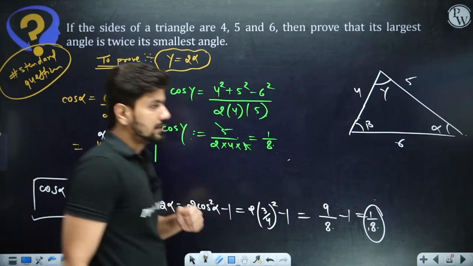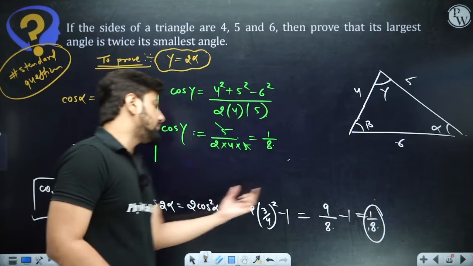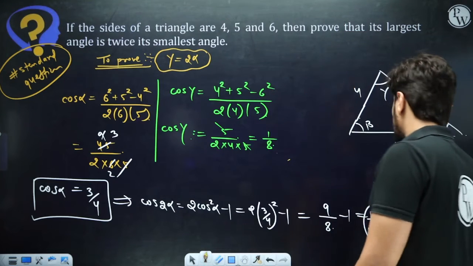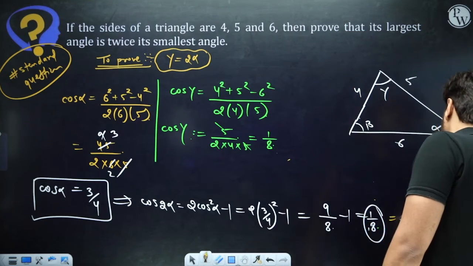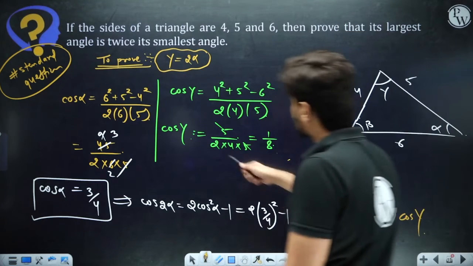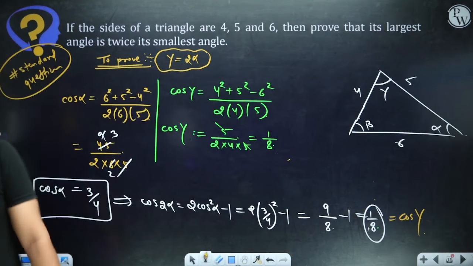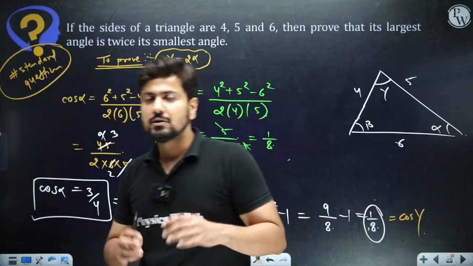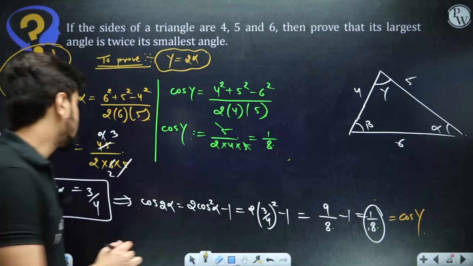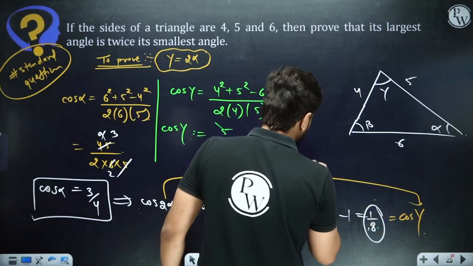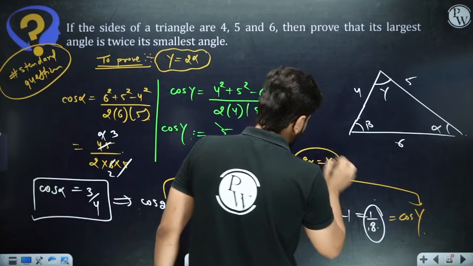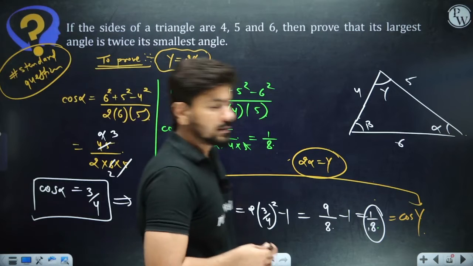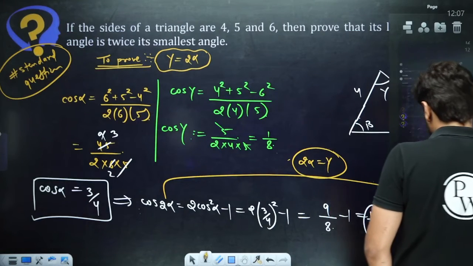So yes everybody, we got the value for cos 2 alpha as 1 by 8. And the value of cos gamma is also 1 by 8. So from here we can say that cos 2 alpha and cos gamma are equal to each other. So 2 alpha and gamma will be equal to each other. From here we can directly compare the angles: 2 alpha is going to be equal to gamma. These two angles are going to be the same. Simple. So that's our answer for this question.